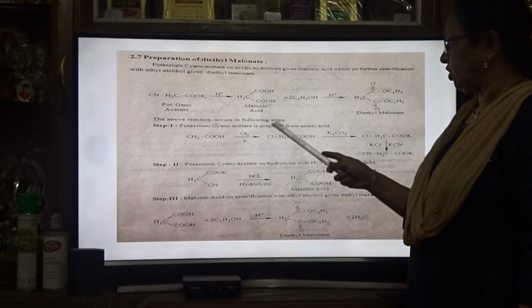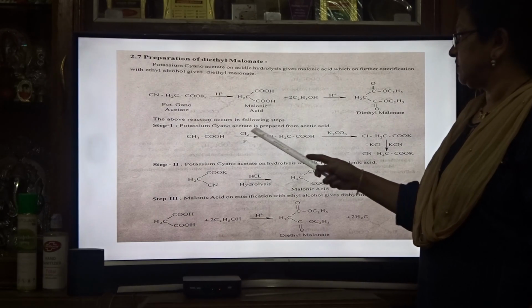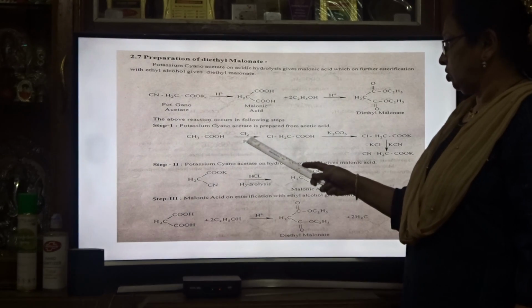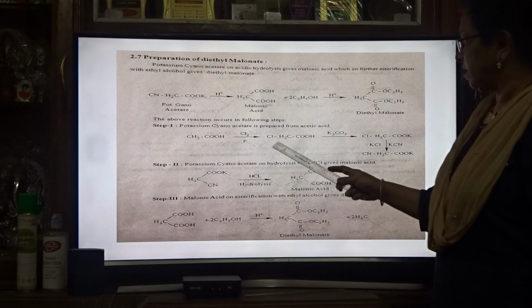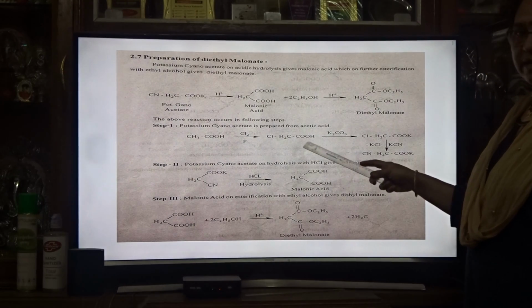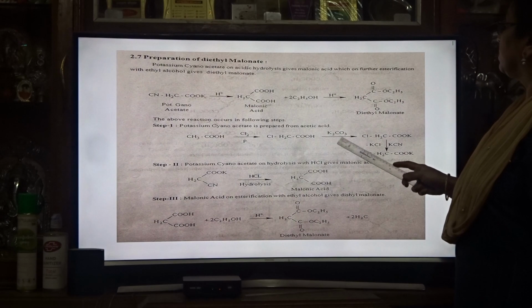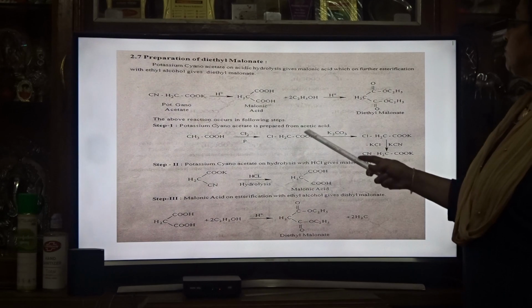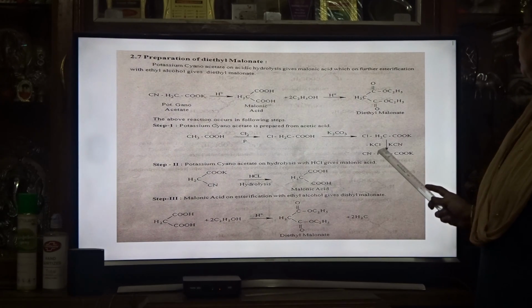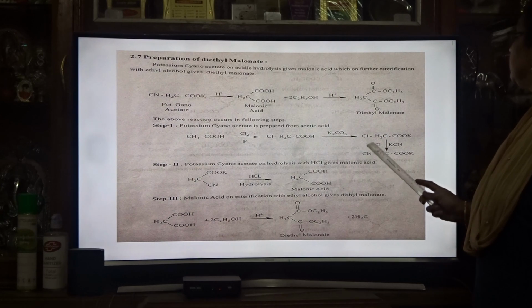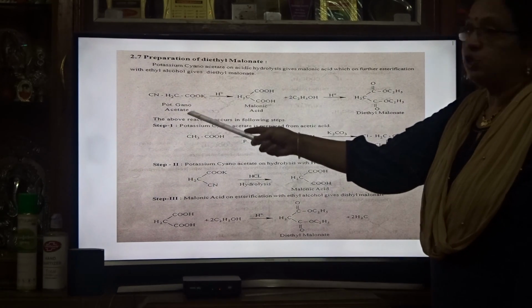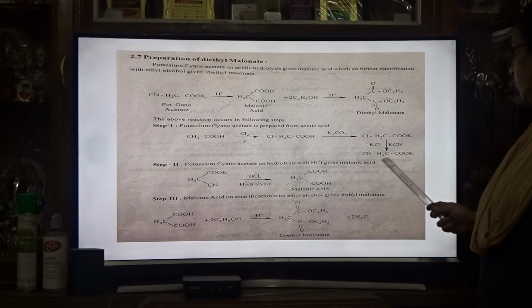The above reaction occurs in the following steps. In the first step, potassium cyanoacetate is prepared from acetic acid. CH3COOH, acetic acid, on chlorination has one hydrogen removed and chlorine added, so chloroacetic acid is formed. In the presence of potassium carbonate, we get ClCH2COOK; in the place of H, K is added. Then by removal of KCl, with CN replacing Cl, we get potassium cyanoacetate, which we are using here. So in step 1, potassium cyanoacetate is prepared.